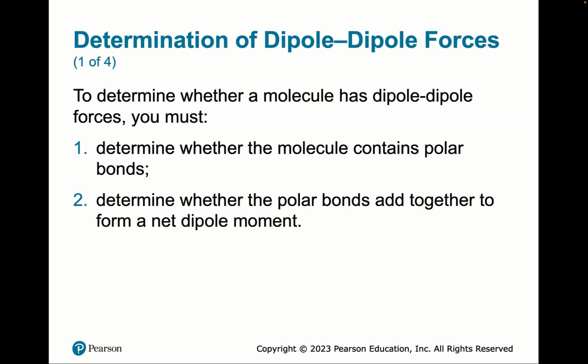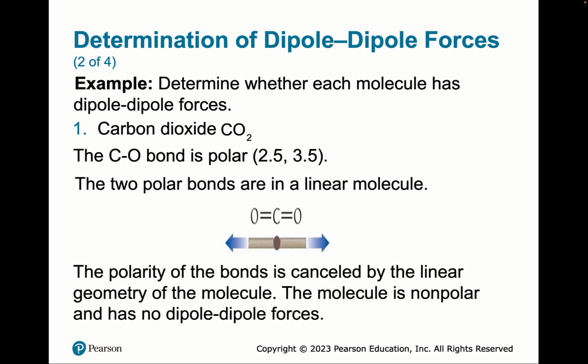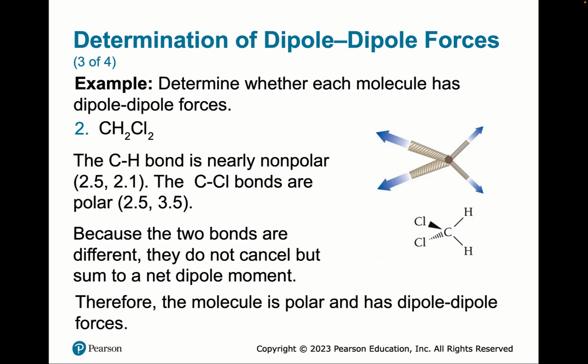So how do we determine if there are dipole-dipole forces? Well, remember, you cannot forget anything. You have to be able to draw the Lewis structure, do the VSEPR, look at the polar bonds and see if they add or subtract, and then determine if the entire molecule is polar. If the entire molecule is polar, then there are going to be dipole-dipole forces. If the entire molecule is nonpolar, then there are going to be dispersion forces only. To show you here, carbon dioxide is a linear molecule, and the dipole moments cancel. This one is going to be nonpolar and has only dispersion forces.